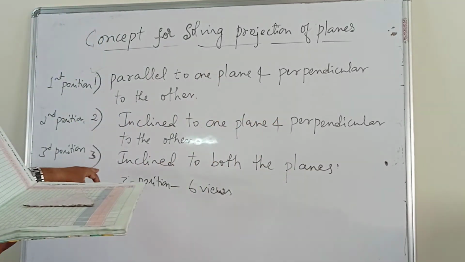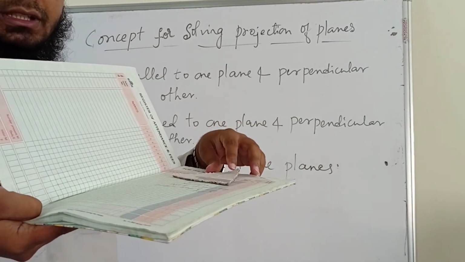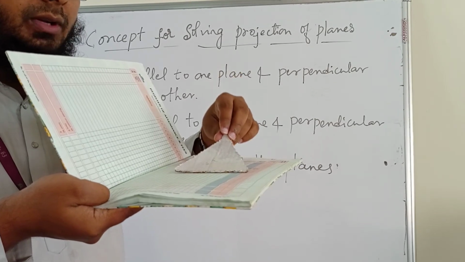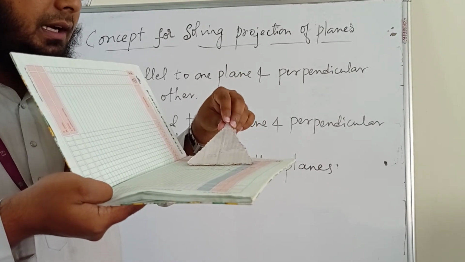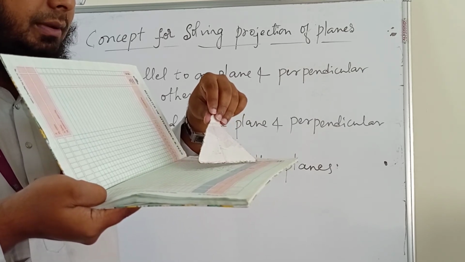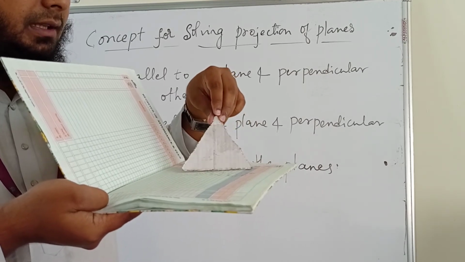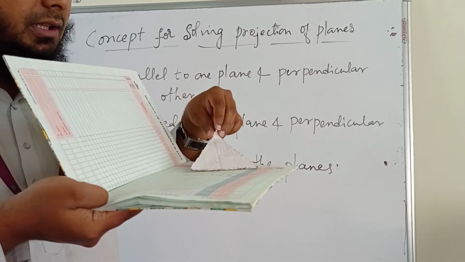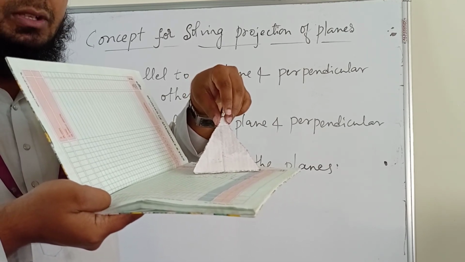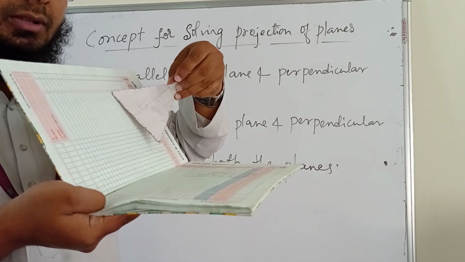So now we see the third concept, that is, inclined to both the reference planes. So that is your third position. In the third position, we know that in the second position it is already inclined to HP. So what we do is, since it is already inclined to HP, we make it inclined to the VP like this. So this is inclined to the HP, and this is inclined to the VP. So in the third position it will be inclined with respect to both the reference planes.